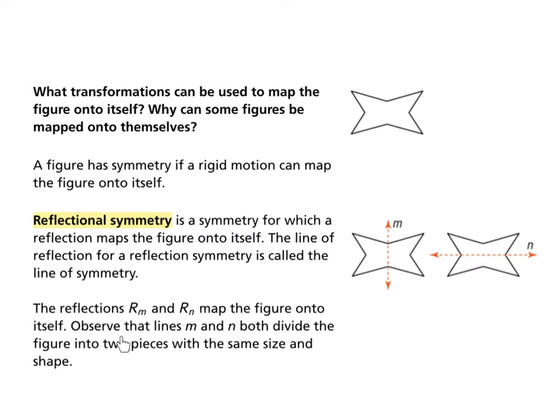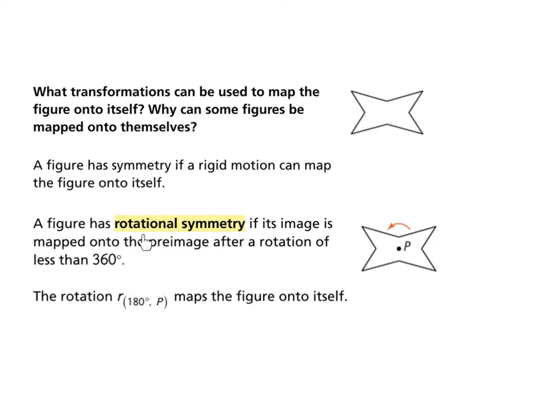It does say, hey, look at this. Notice the fact that lines M and N both divide the figure into two pieces with the exact same size and shape. That's another way you can tell whether something might be or might not be a line of symmetry. Does it divide the figure into two identical pieces? Because if not, then it can't be a line of symmetry.